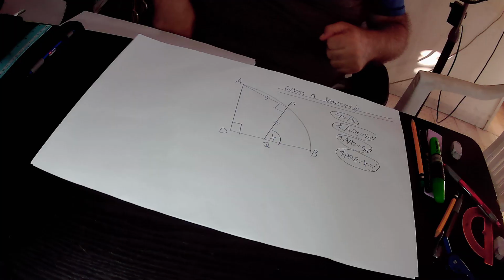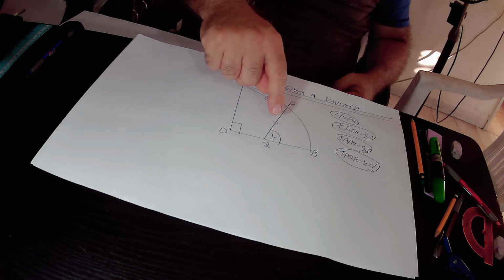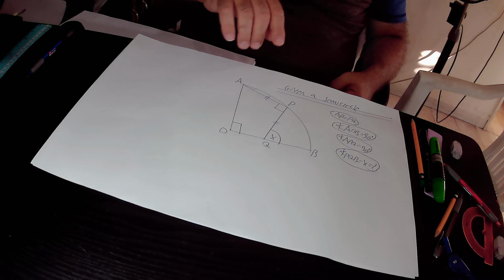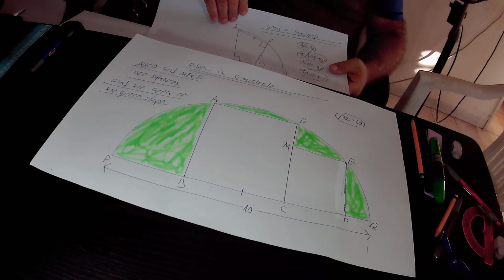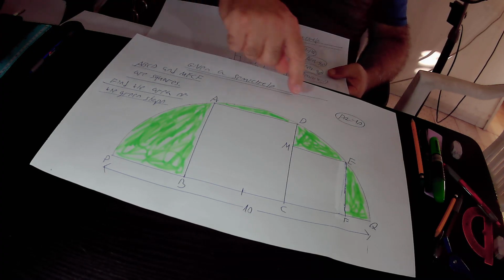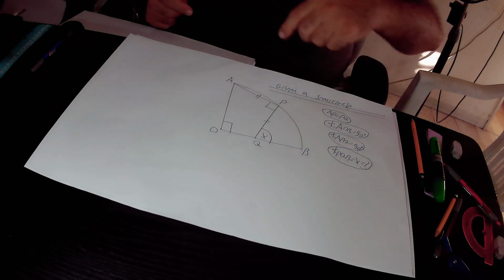And now in this lecture we listen to two questions. In the first question we find out the size of angle PQB is equal to x. We have to find out the value of x, the value of angle x. And in the second question we find out the area of this green shape. So we start with the first question.